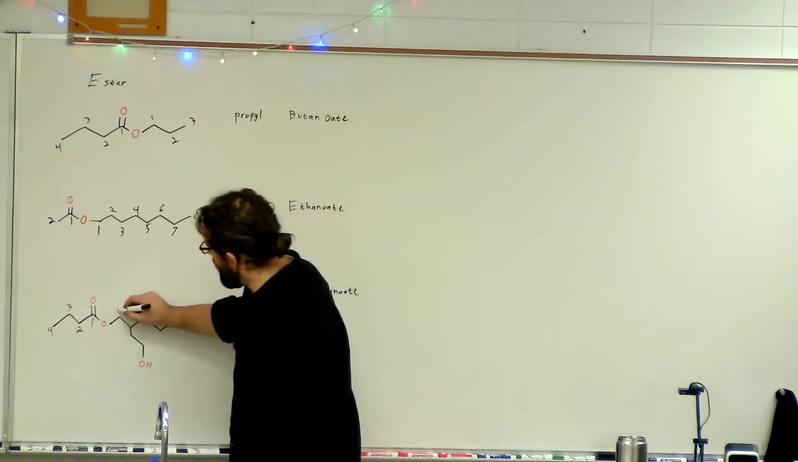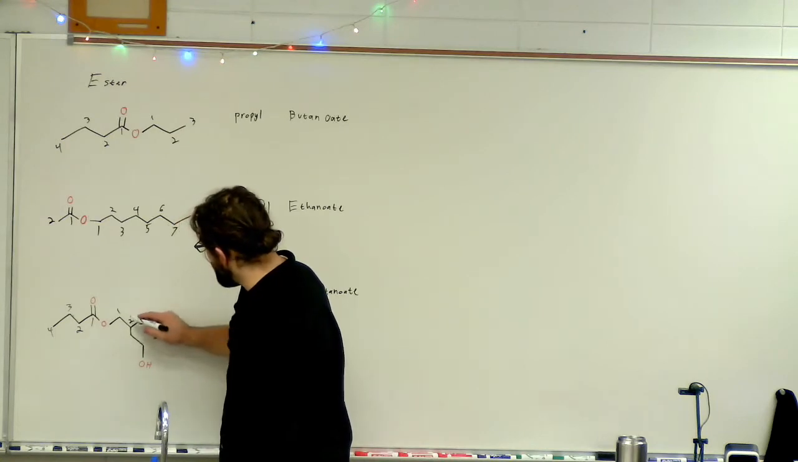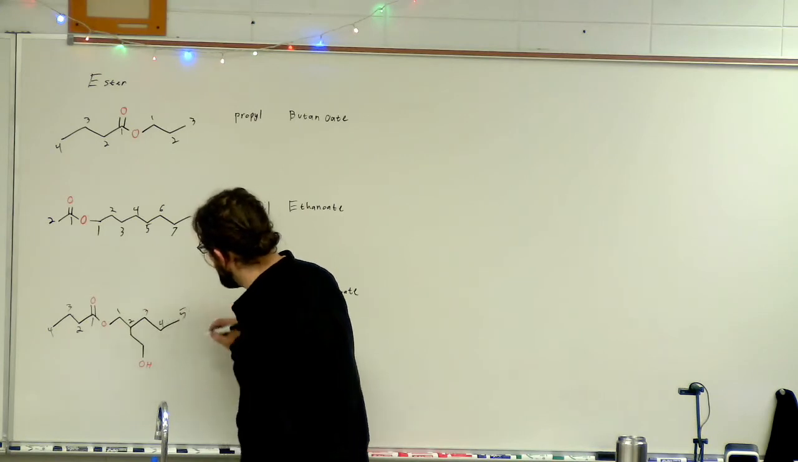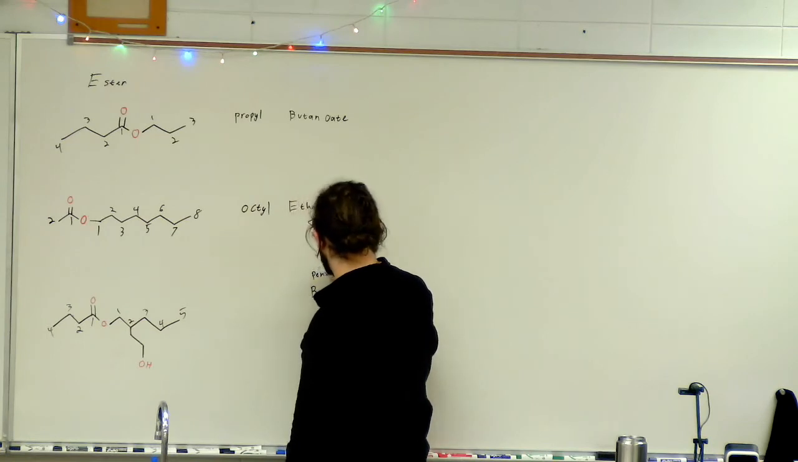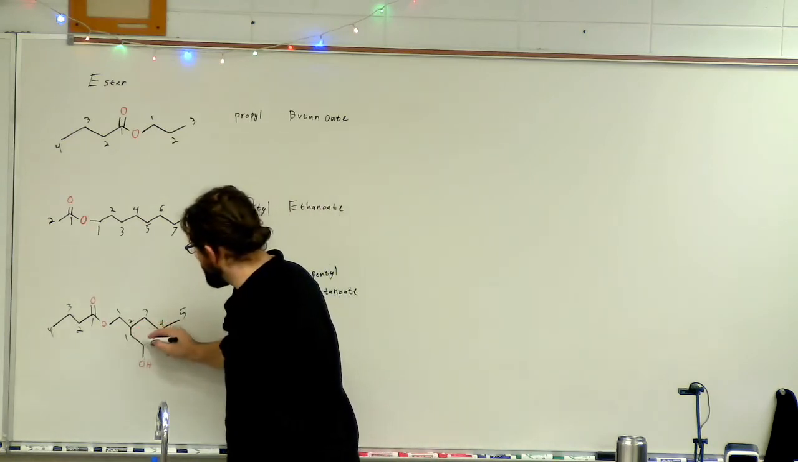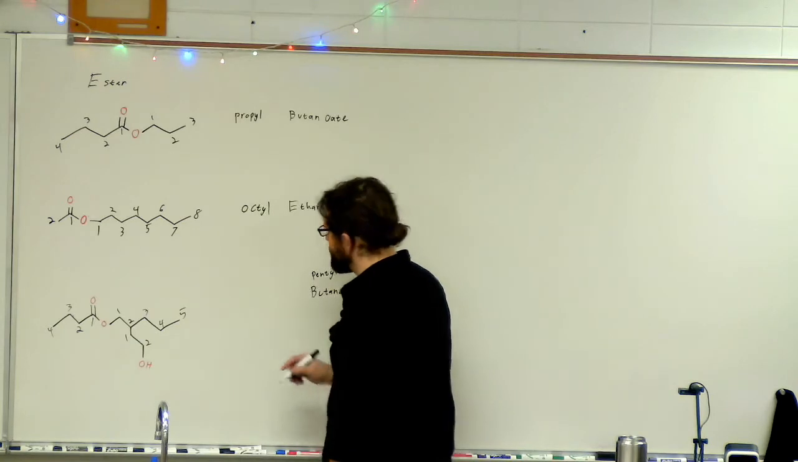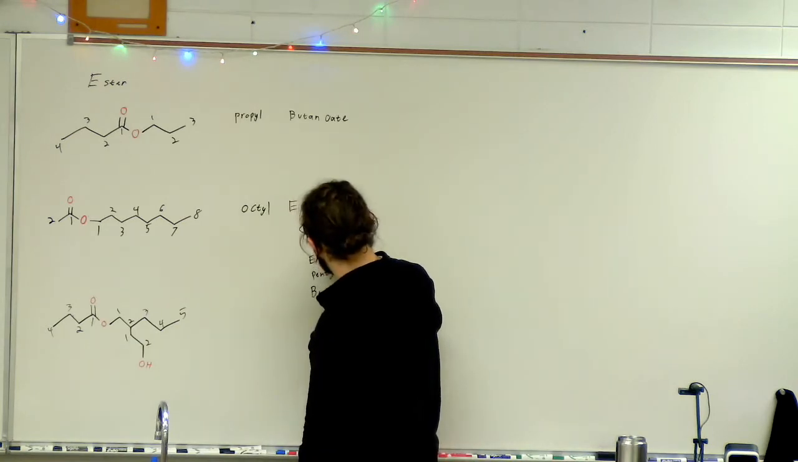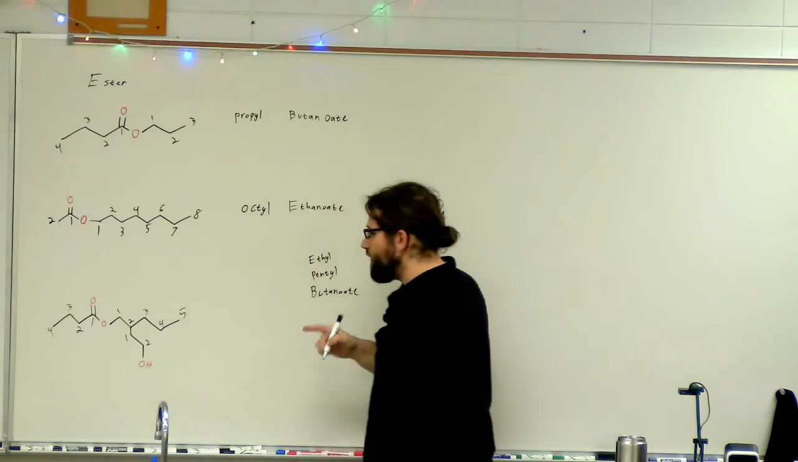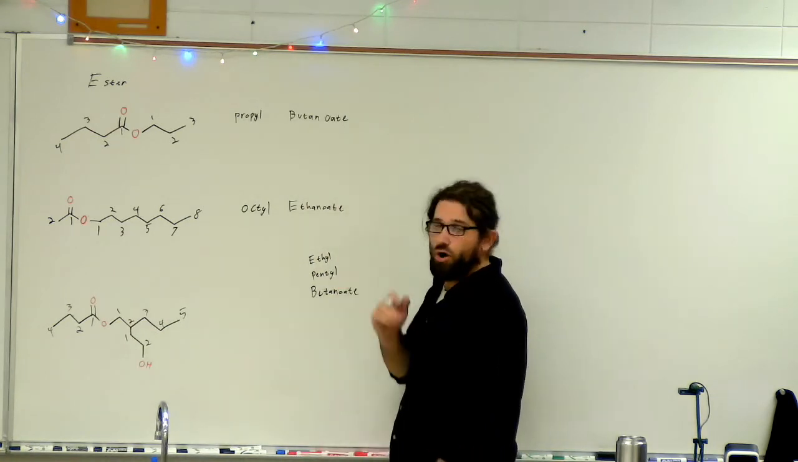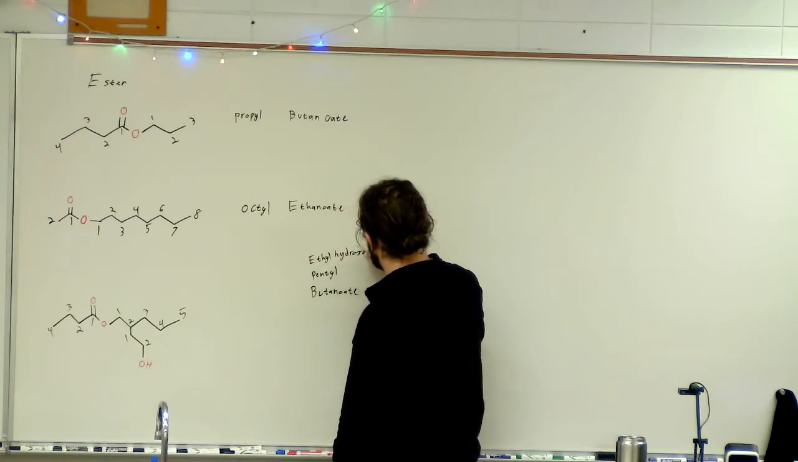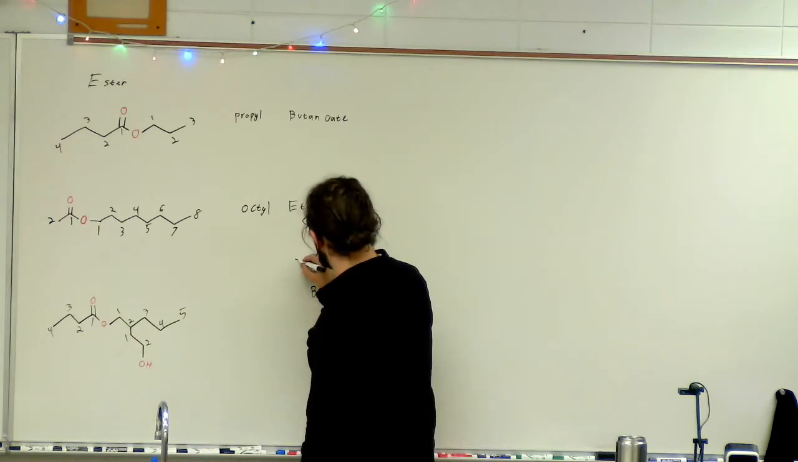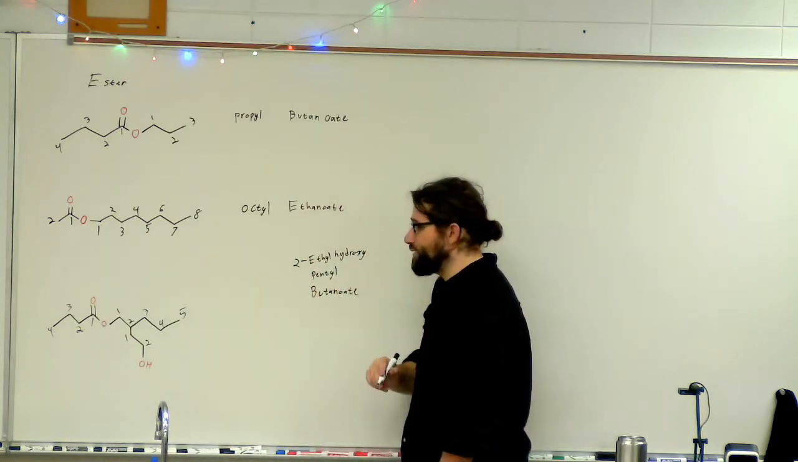And then I've got a 1, 2, 3, 4, or 1, 2, 3, 4, 5. 5 wins. So then that right there will be a pentyl. And then this right here is a side chain of 2 carbons. So that'll be ethyl with an alcohol group at the end of it. So ethyl hydroxy. And this occurs on the 2 carbon in that pentyl group.